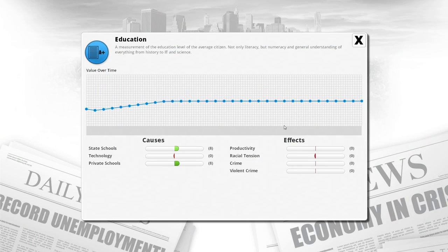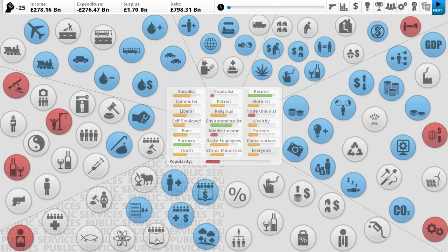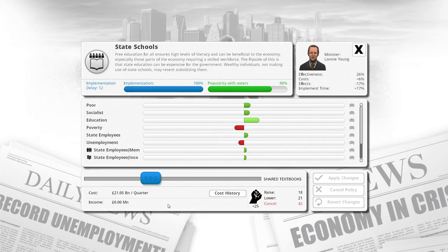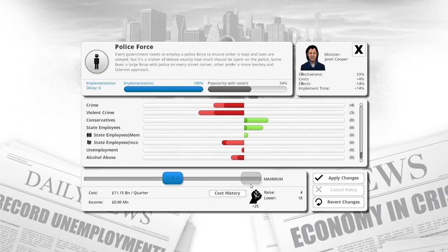So we could try and boost, let's see, state schools, technology, and private schools to boost education. Do we have state schools here? Private schools. This is state schools. Here's something. It costs a lot of money to boost this. Let's see what we could change instead. Maybe we could boost the police force. That's a little cheaper, and it deals with crime, violent crime, alcohol abuse. Even unemployment goes down because we gotta hire more policemen.